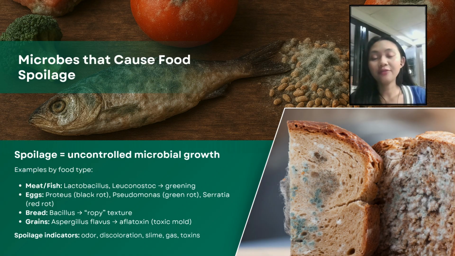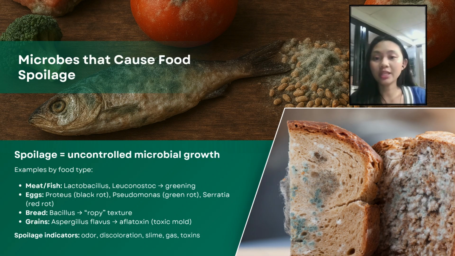Different foods attract different spoilage microbes because of their composition. For instance, meat and fish spoil quickly because of surface contamination during handling. Eggs may develop black, green, or red rots depending on the bacteria involved. Bread can become soft and stringy, called ropy bread, due to Bacillus species.